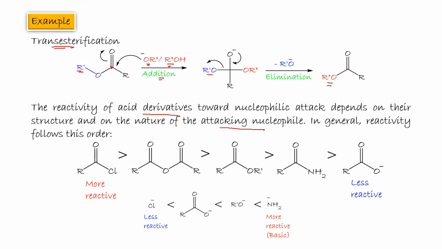In general, reactivity follows this order. The most reactive is acid halide, acid chloride, then anhydride, ester, amide, and the carboxylate, the least reactive. Remember that Cl minus is the weakest base, so it will be stable. Carboxylate follows it, then alkoxide, and the most basic, so the most reactive as a leaving group, will be the amide.